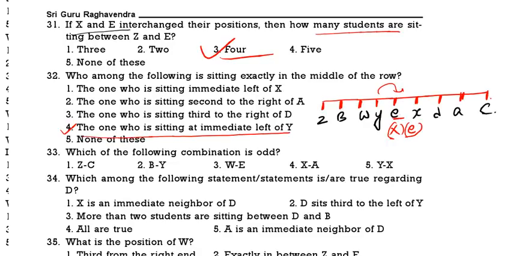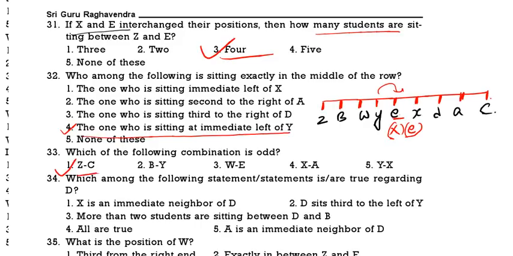Which of the following combination is odd one? See here, ZC. More than one gap. B and Y one gap. WE one gap. XA one gap. YX one gap. So all are having one gap except ZC.